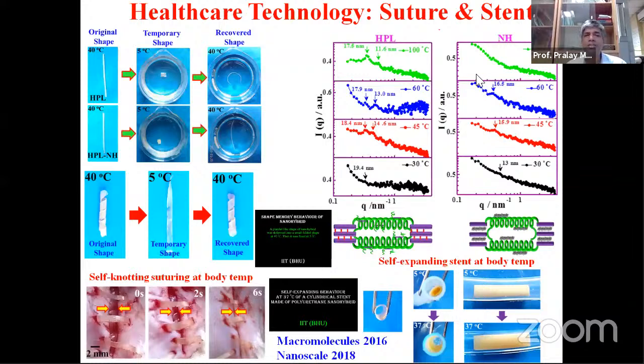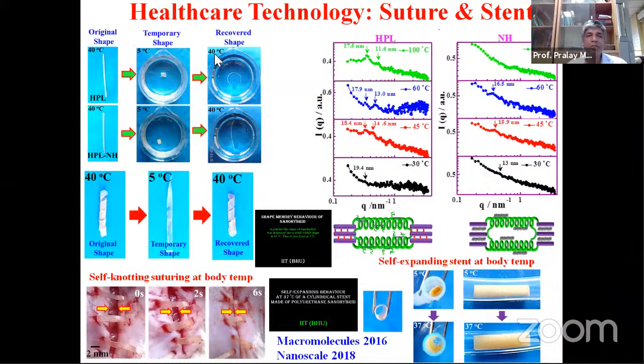I will not go into the details of these things. It is the development of sutures or stent materials. We developed shape memory polymers, based on polyurethanes. Shape memory is explained here. We have the original shape. We curled it; we make it into a spiral one.